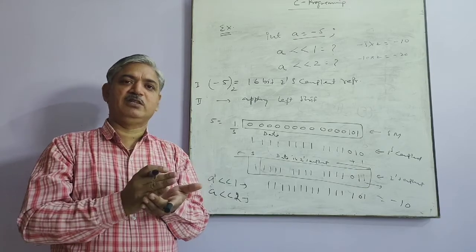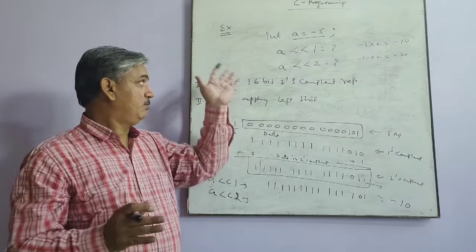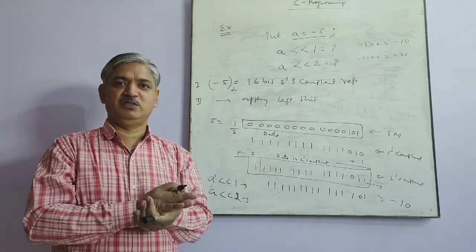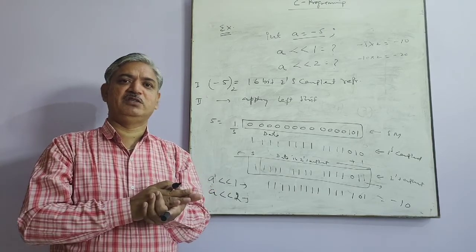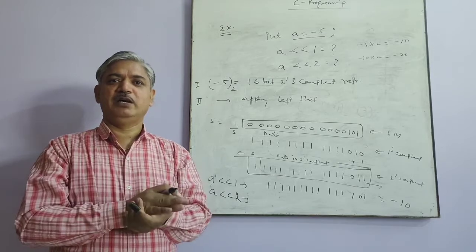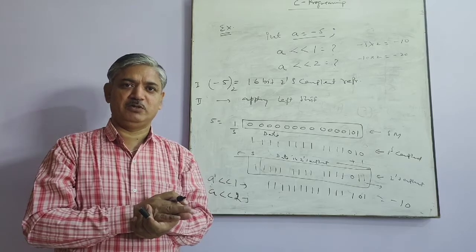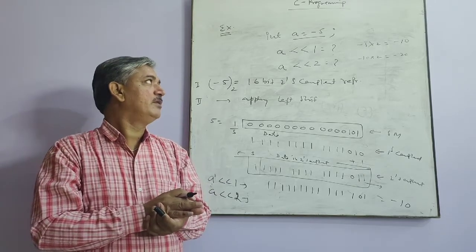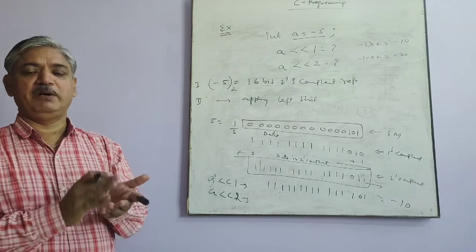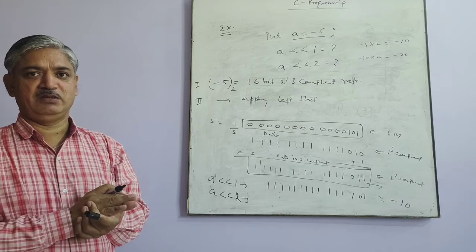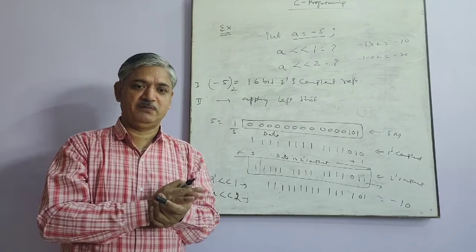So the quality of C is what? C has some low level features. So this bitwise operator is one of the low level features of the C programming language. By low level features, we can improve the speed of program execution. Clear? This bitwise operation is one of the low level or bit level features of the C programming language. Clear? So this is all about bitwise operations.